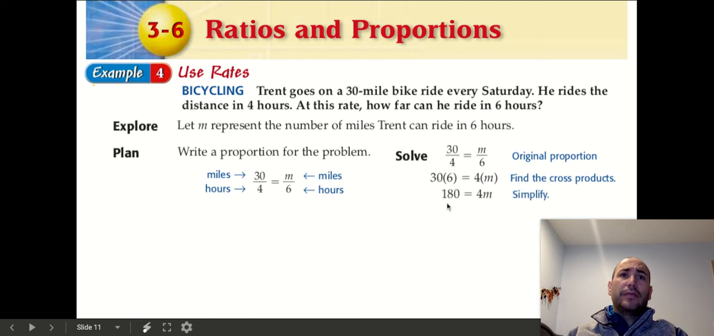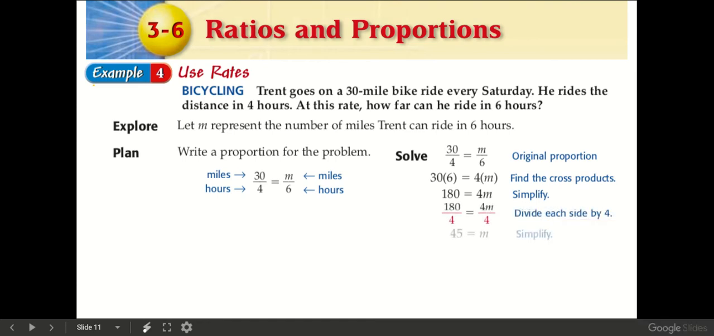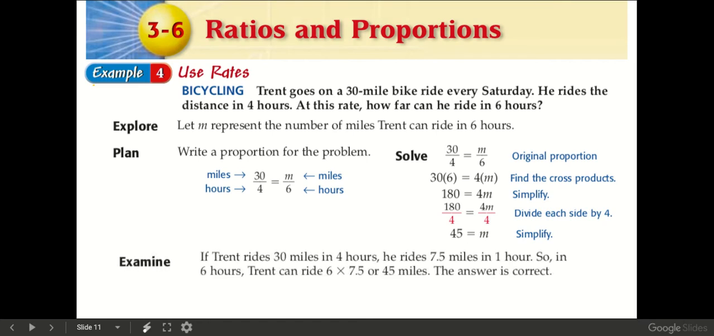So 30 times 6 is 180. 4 times m is 4m. Divide both sides by 4. And then I get 180 divided by 4 is 45. 4m divided by 4 is just 1m, right? So now I know that he would have ridden 45 miles, right, in 6 hours.